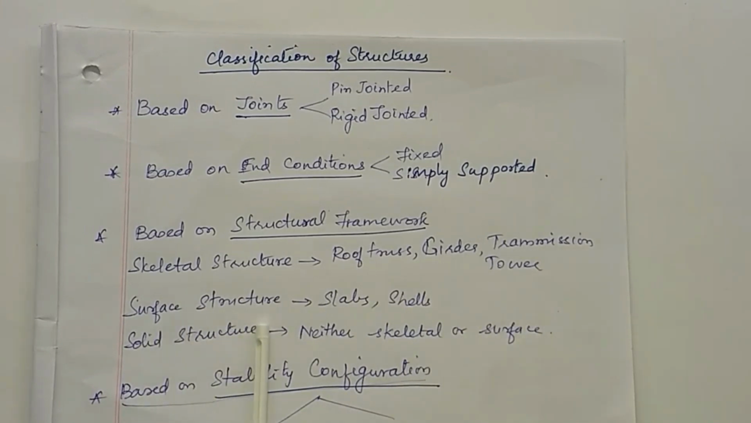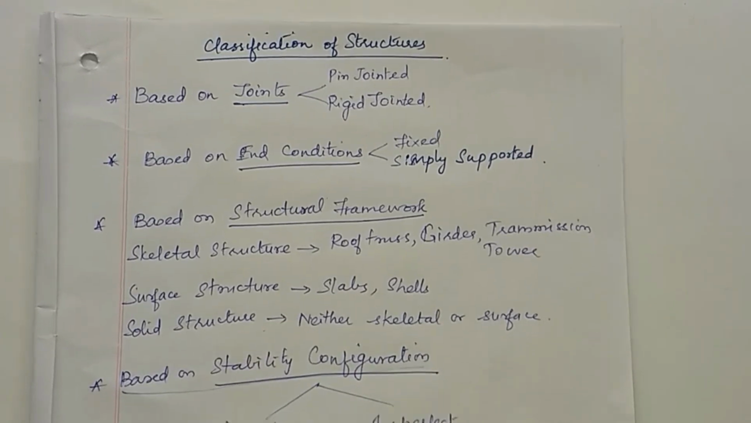Surface structures has a large surface. The thickness is very less compared to the surface dimension, like slab, shells, etc., domes, etc. Solid structures has predominant dimensions in all the three directions. It is neither skeletal nor surface structure. Best examples are beam element, column element, cube, prism, etc.